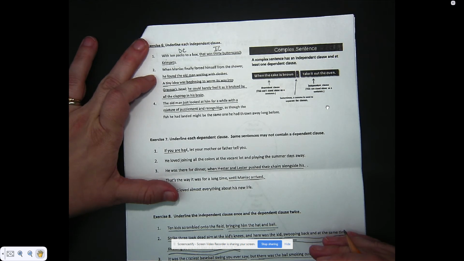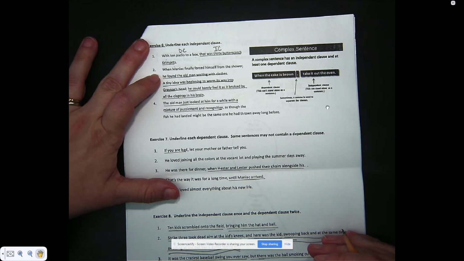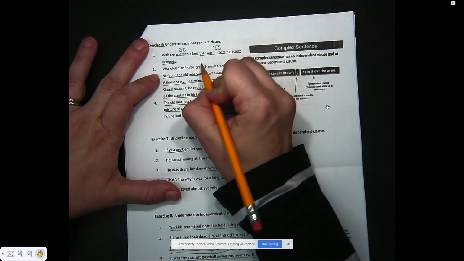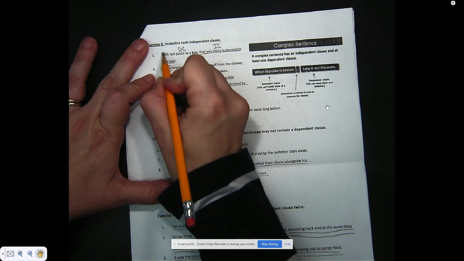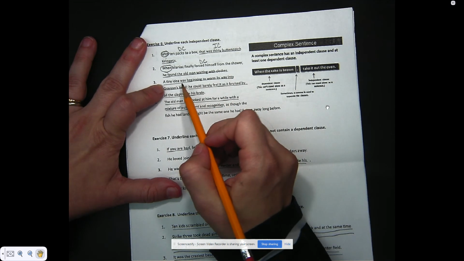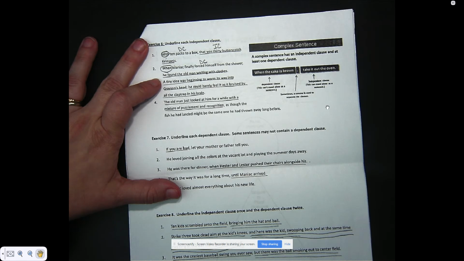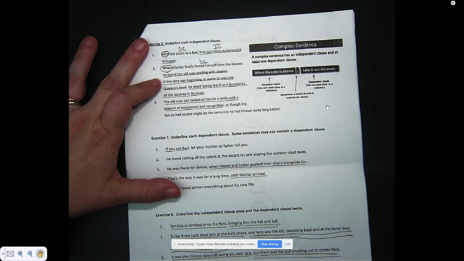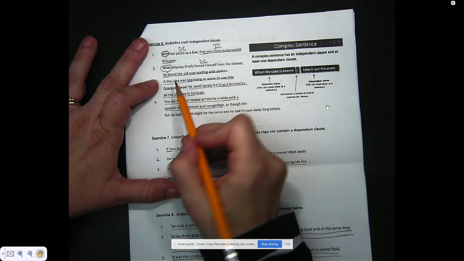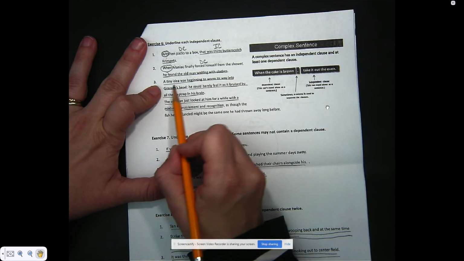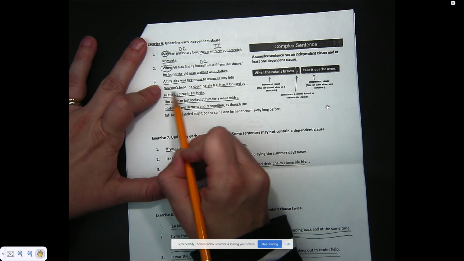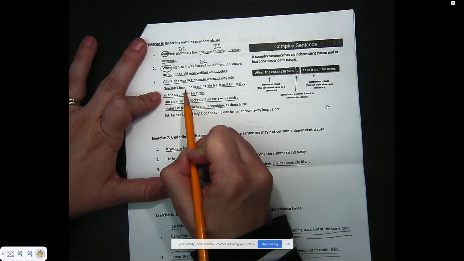When Maniac finally forced himself from the shower, he found the old man waiting with clothes. This is a dependent clause because it begins with the word when. On Google Classroom, I put a resource that has subordinate conjunctions in there to help you start to learn to recognize those words. He found the old man waiting with clothes is a complete sentence. A tiny idea was beginning to worm its way into Grayson's head is a complete sentence.